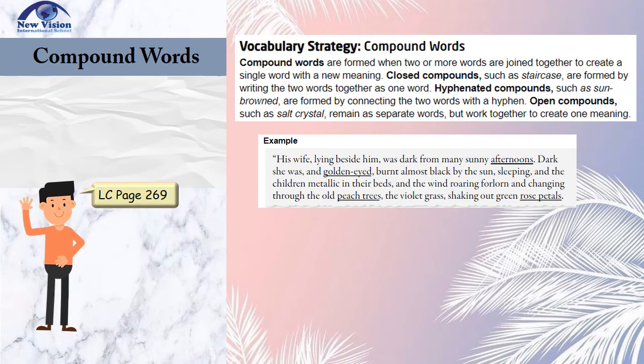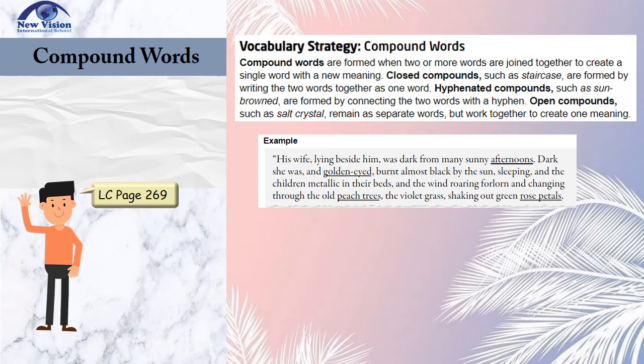This week's vocabulary strategy is compound words. Compound words are formed when two or more words are joined together to create a single word with a new meaning. There are three types of compound words. First is closed compounds, such as staircase, formed by writing the two words together as one, meaning there's no space in between. The second type is hyphenated compounds, such as sun-browned. Hyphenated compounds are formed by connecting the two words with a hyphen. The last type of compound word is open compound, such as salt crystals. These remain as separate words, but work together to create one meaning.